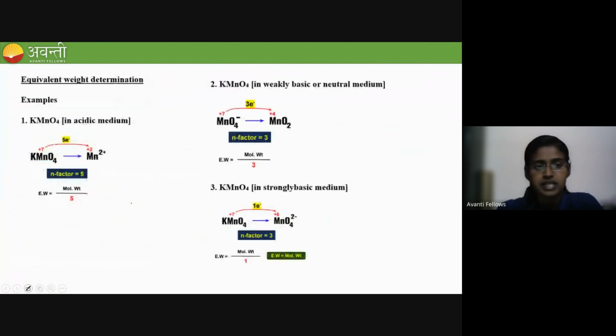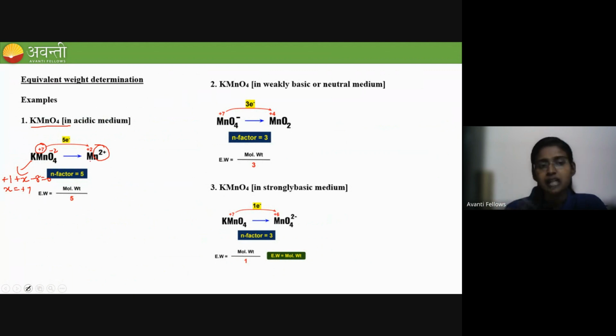Take this KMnO4. KMnO4 in acidic medium is getting converted to Mn2 plus. Now the oxidation state is +7 here because potassium will have +1 and the manganese is taken as X and oxygen is -2. So 4 into -2 is -8, which is equal to 0. So X will be equal to +7. So +7 is the oxidation state of manganese, and in acidic medium it is moving to +2. So +7 to +2 means 5 electrons are gained, right?